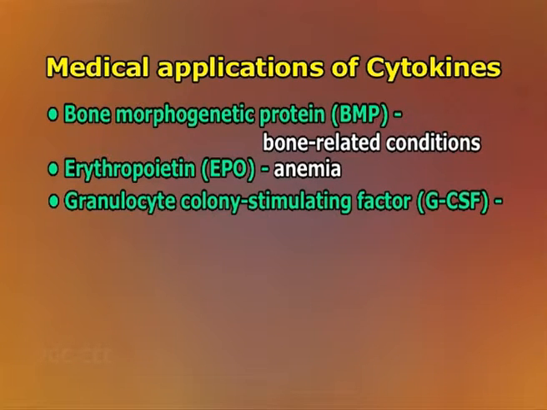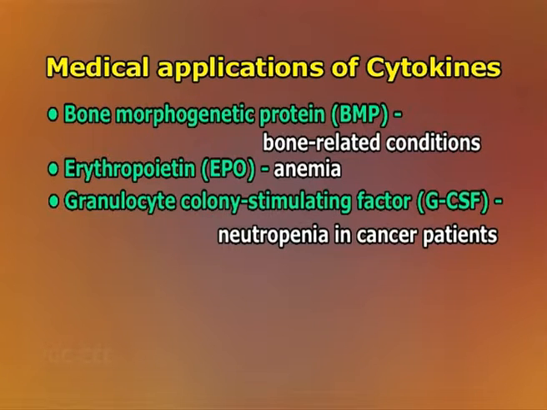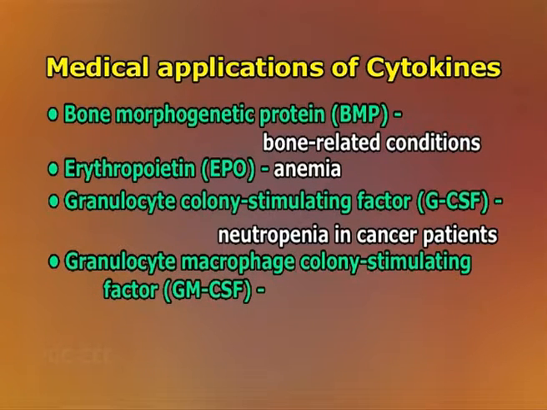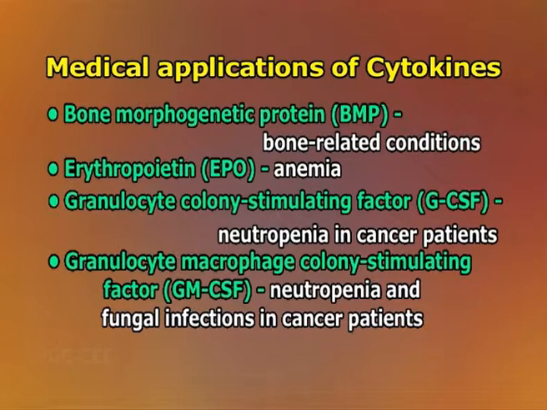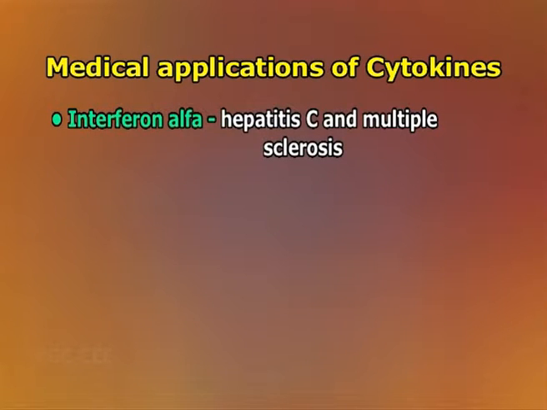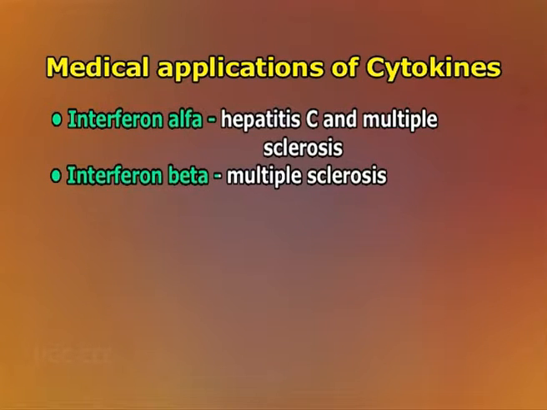Granulocyte colony stimulating factor, abbreviated as GCSF, used to treat neutropenia in cancer patients. Granulocyte macrophage colony stimulating factor, abbreviated as GM-CSF, used to treat neutropenia and fungal infections in cancer patients. Interferon alpha, used to treat hepatitis C and multiple sclerosis. Interferon beta, used to treat multiple sclerosis.